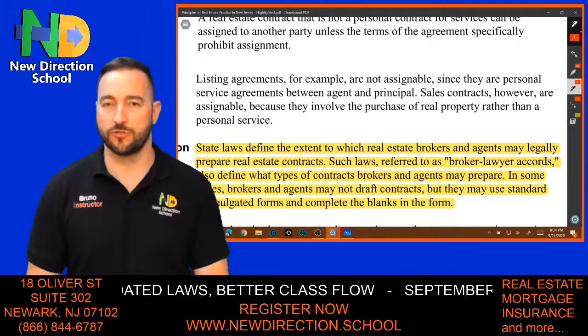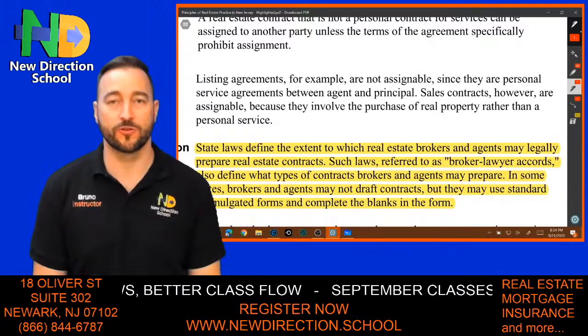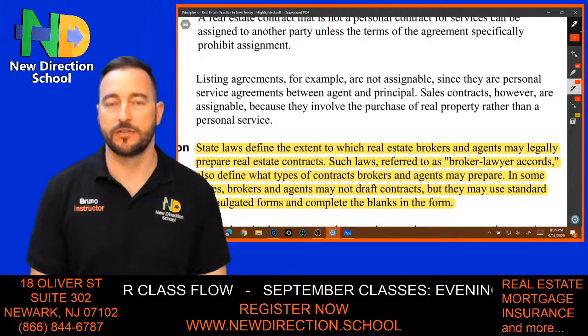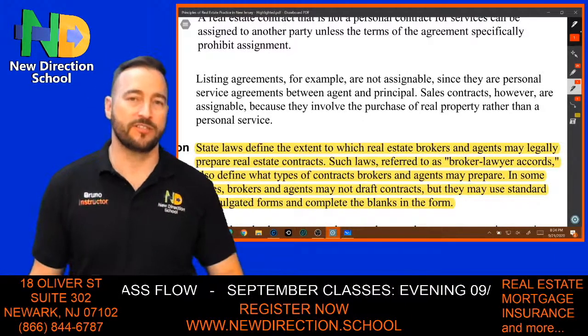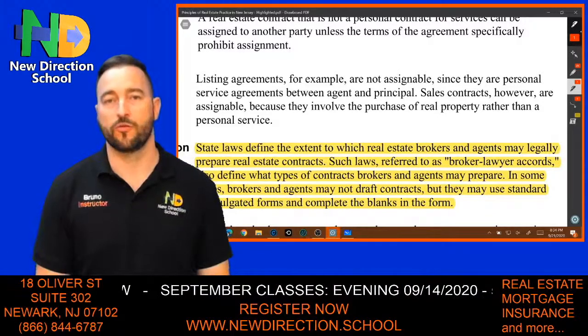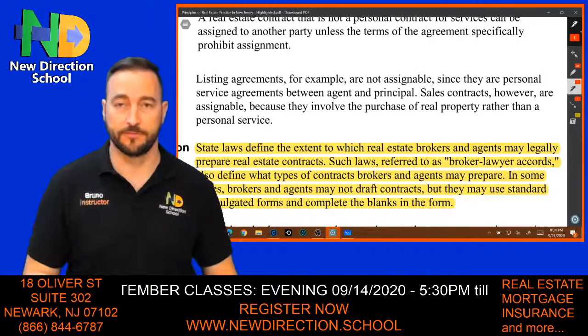In state of New Jersey, as an example, we can prepare on 1 to 4 family residential homes. Above that, attorneys do it. We prepare the contract, we send it over to everybody to sign, and then attorneys take over. In the other states, attorney might not be involved at all. Okay?